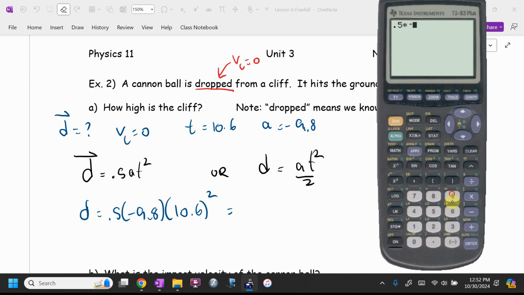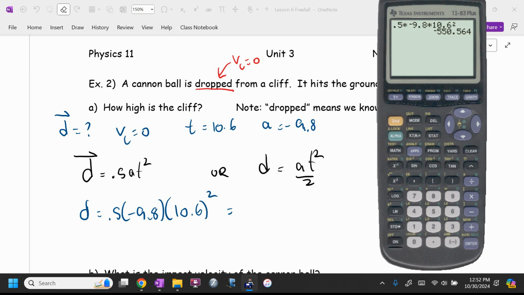Point 0.5 times negative 9.8 times 10.6 squared. I got negative 550.564, or am I wrong? Yeah? What's the negative telling me? It's a displacement. At the end of this, are we above or below from where we started? The universe is saying, dude, you started at rest and you accelerated down, you're going to end up below.